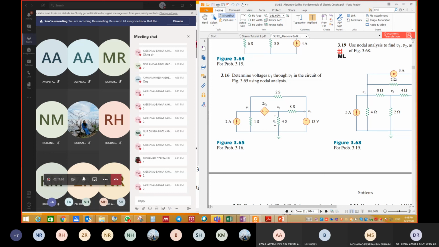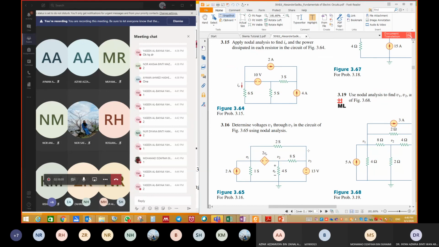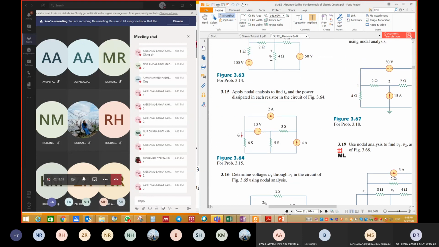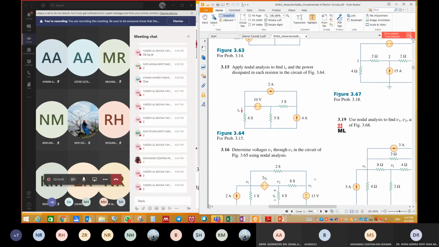Diana? Or others want to answer? What is the value of V3? 13 volt. Yes, 13. This is a supernode. We did not cover supernode.